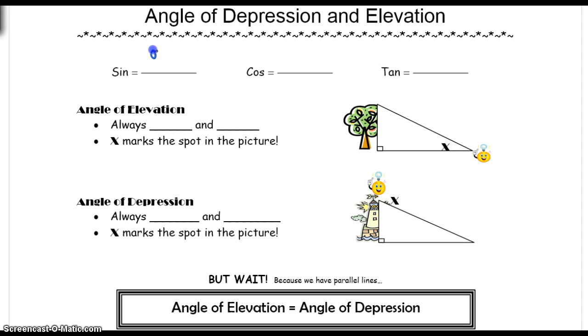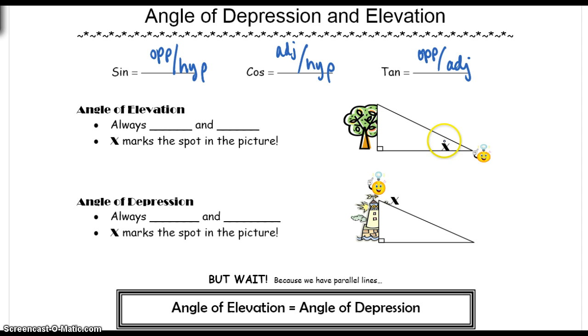Sine is opposite over hypotenuse. Remember, SOHCAHTOA. Cosine would be adjacent over hypotenuse. SOHCAHTOA. And then tangent would be opposite over adjacent. Okay, SOHCAHTOA. So let's talk about the angle of elevation.